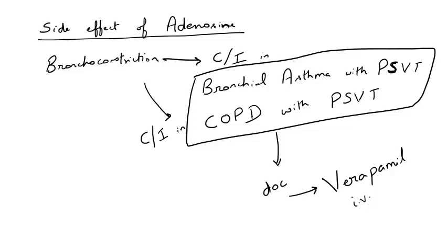Side effect of adenosine is bronchoconstriction. Therefore, it is contraindicated in patient having bronchial asthma with paroxysmal supraventricular tachycardia. It is also contraindicated in patient having COPD, chronic obstructive pulmonary disease, with paroxysmal supraventricular tachycardia. These are the two contraindications of adenosine. So in case of bronchial asthma with PSVT and COPD with PSVT, drug of choice is intravenous verapamil.